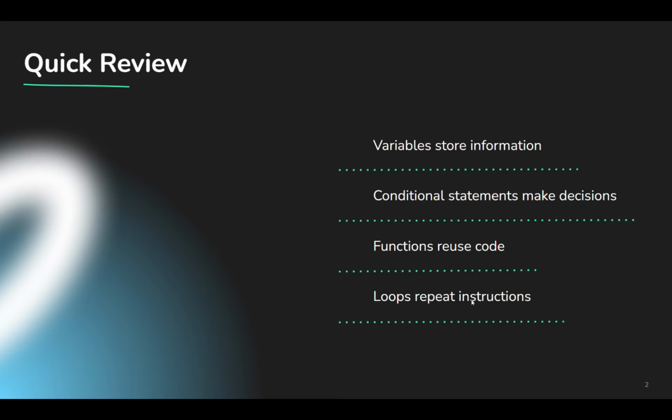Before we jump in, let's quickly review. Programming is like building with Lego bricks. You need the basic pieces. Variables store information. Conditionals help your program make choices. Loops repeat steps automatically, and functions let you reuse code instead of rewriting it again and again. Everything today builds on these four building blocks.